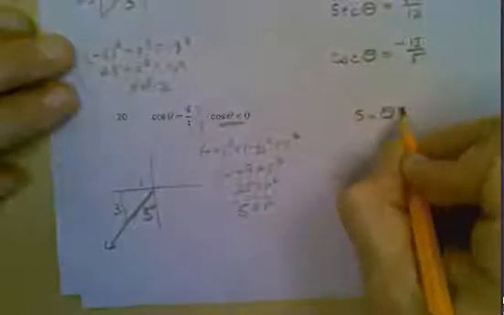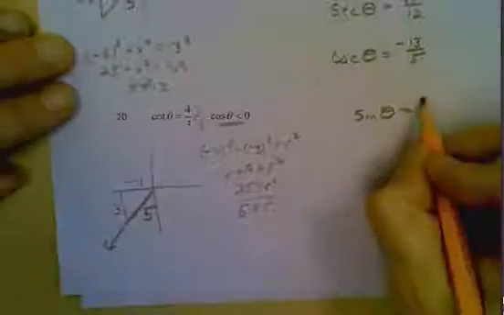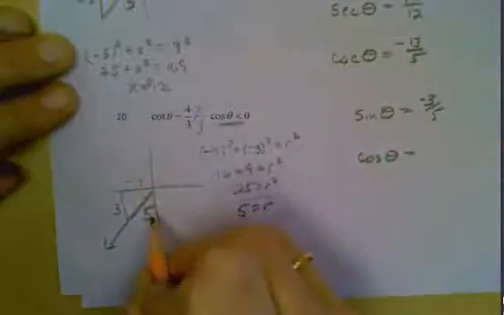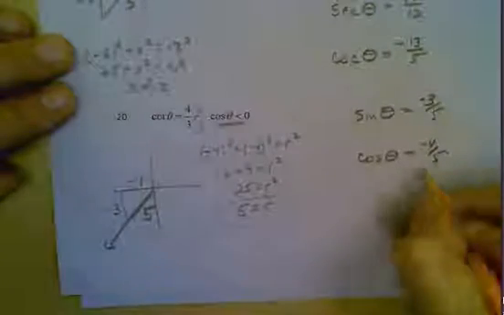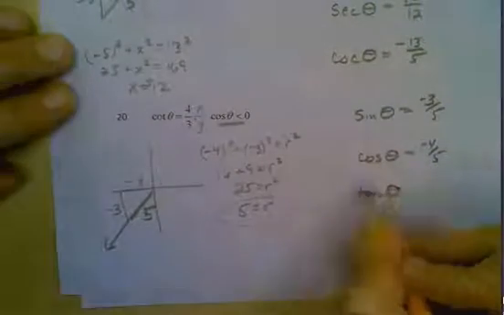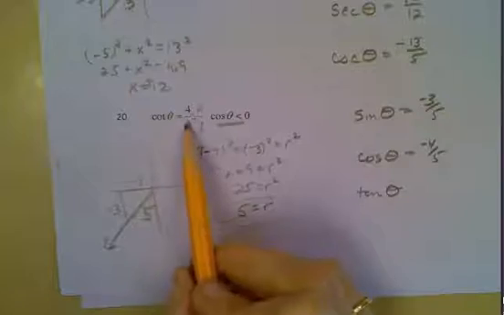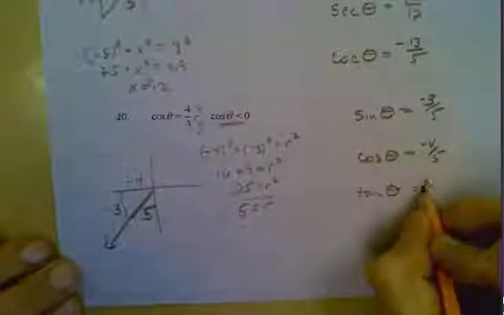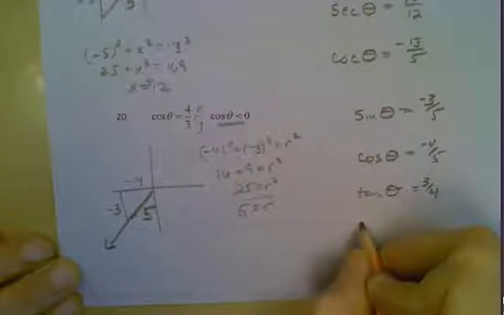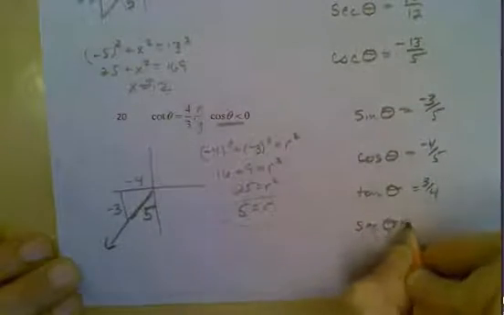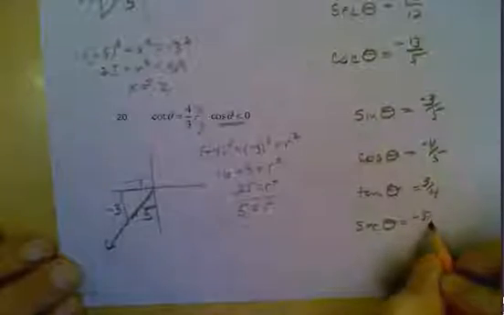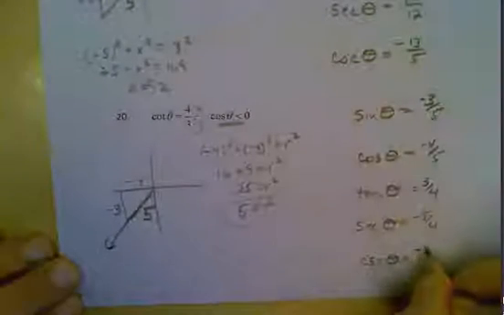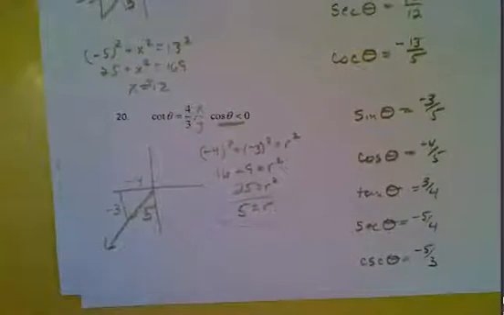The sine of theta is y over r, -3/5. Cosine of theta is x over r, -4/5. Tangent, you could think of it as the reciprocal of this up here, or you just know it's y over x, so it's going to be 3/4. Secant is the reciprocal of the cosine, so -5/4. Cosecant is the reciprocal of the sine, so -5/3. And those are my answers.